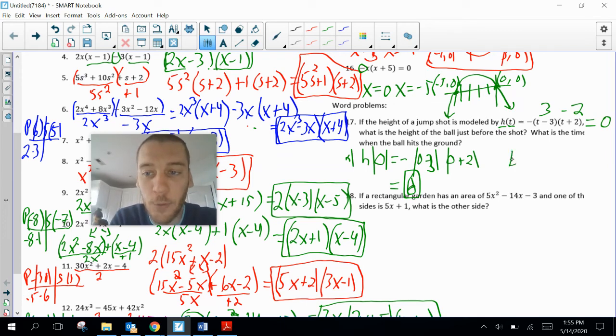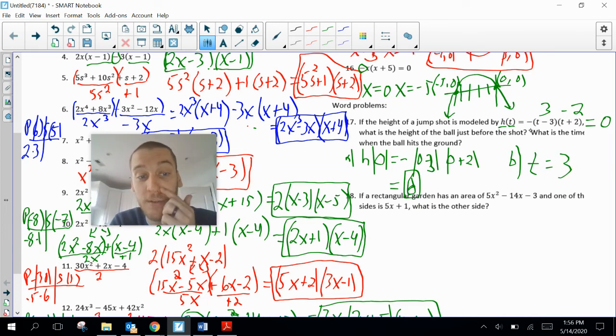Since negative 2 time does not make any sense, the only one that's going to work is when time is 3. The ball will hit the ground, right? So I'm looking for the zeros, just like I did on problems 15 to 16. That's going to be when the ball hits the ground.